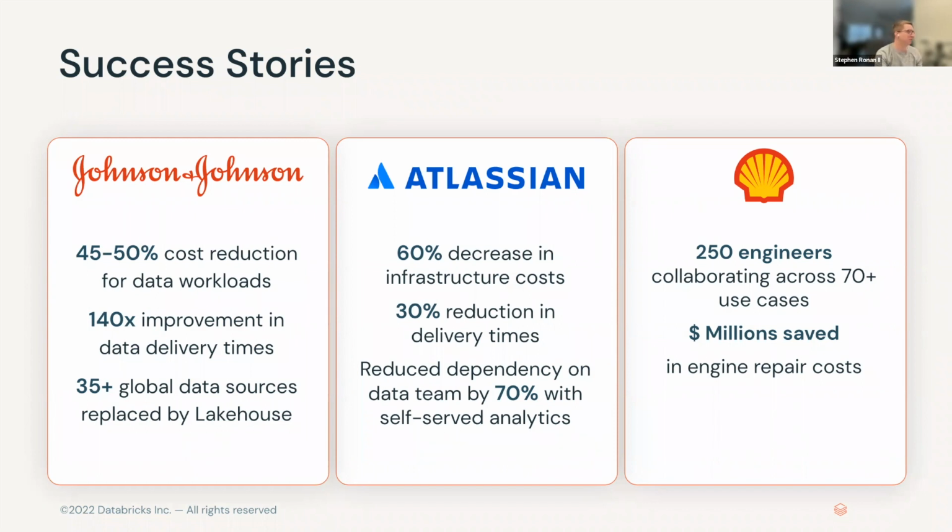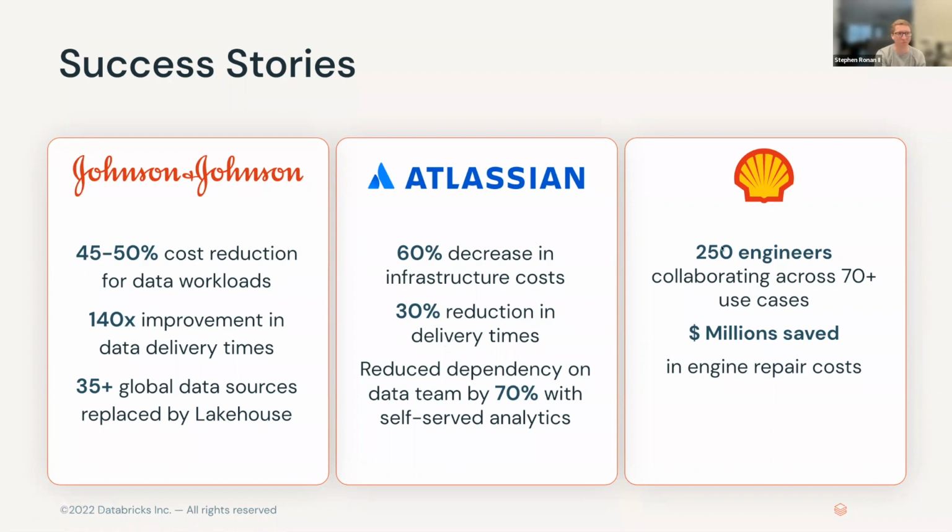Big names here, Johnson & Johnson able to cut their costs for their data workloads in half and get some pretty absurd improvements to data delivery times. Again, another customer seeing over a 60% decrease in their infrastructure cost and still seeing a nice improvement in the delivery times for their data. And these are great. Everybody wants to save money and do it while getting better performance.